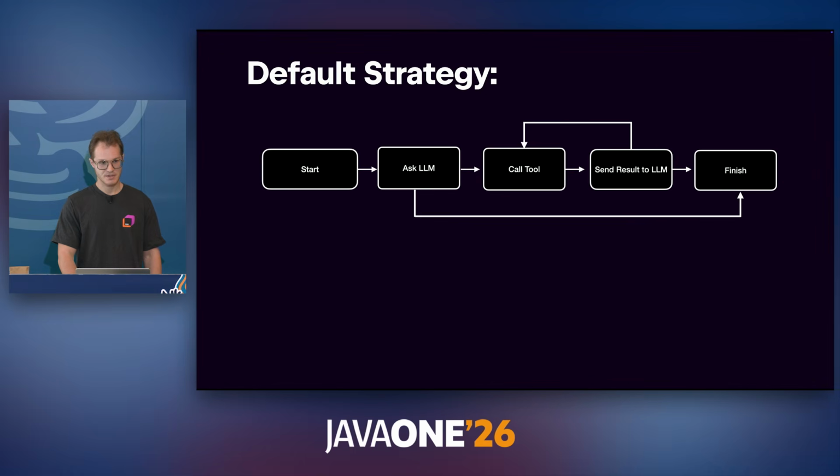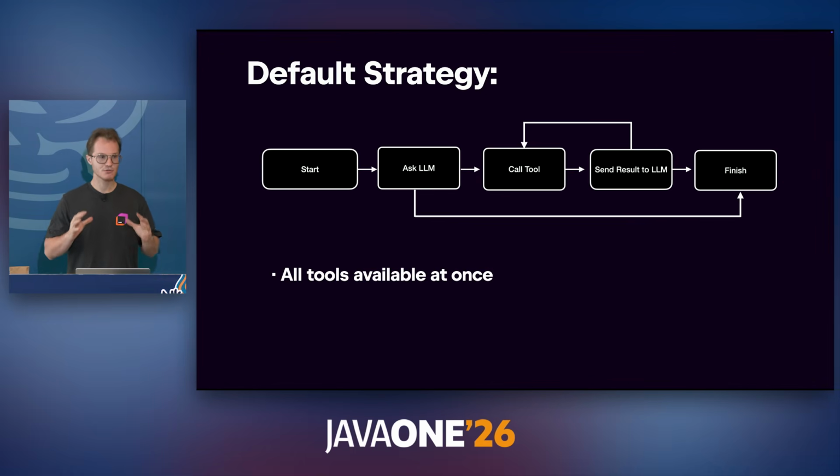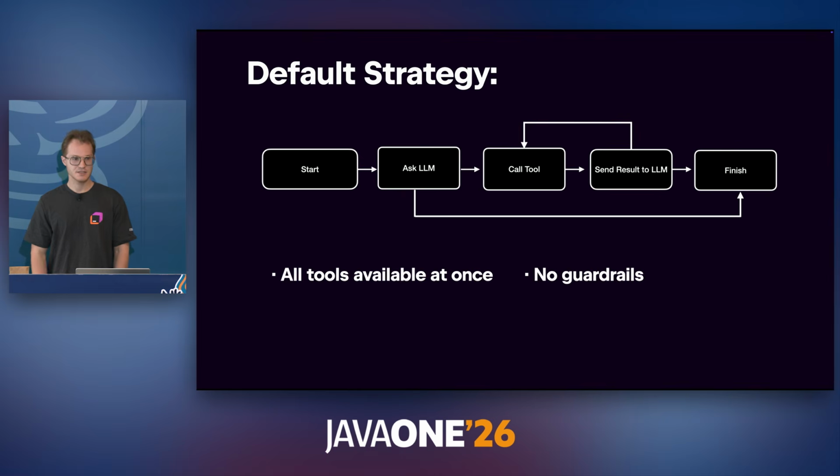And let's just talk about some problems. The first obvious one is all tools are available at once. So you're giving too much freedom of choice for the model. It can do anything, and it kind of just gets distracted by too much freedom at once. Second problem is that there are no guardrails. Nothing is tailored for your specific system.